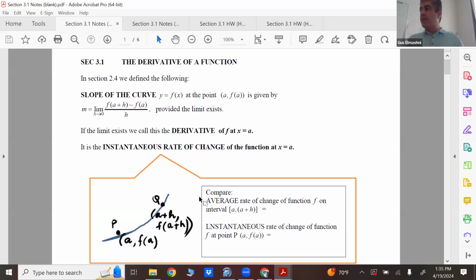Okay, the derivative. I've already started talking about it, but we're actually going to get more formal about it today. And really, it's just that limit definition I showed you guys. This is called the limit definition.